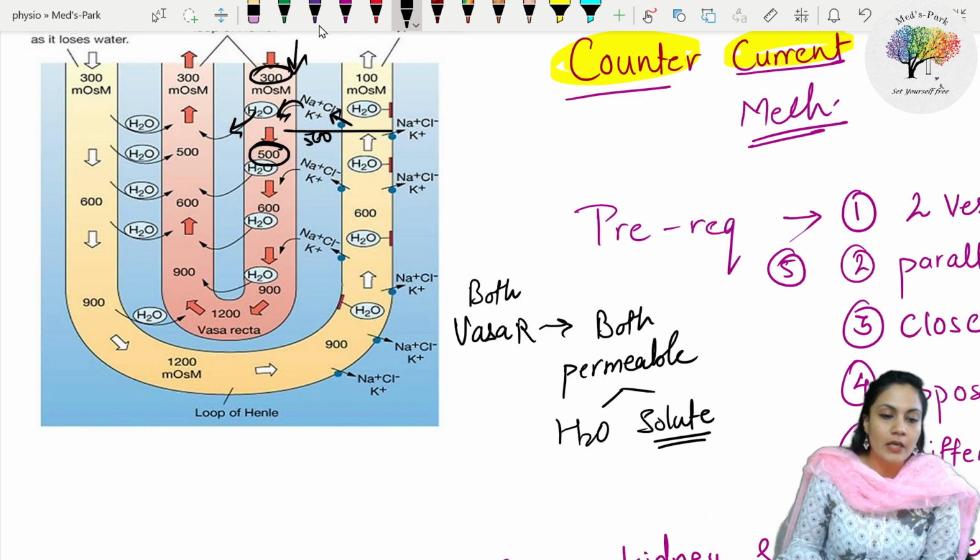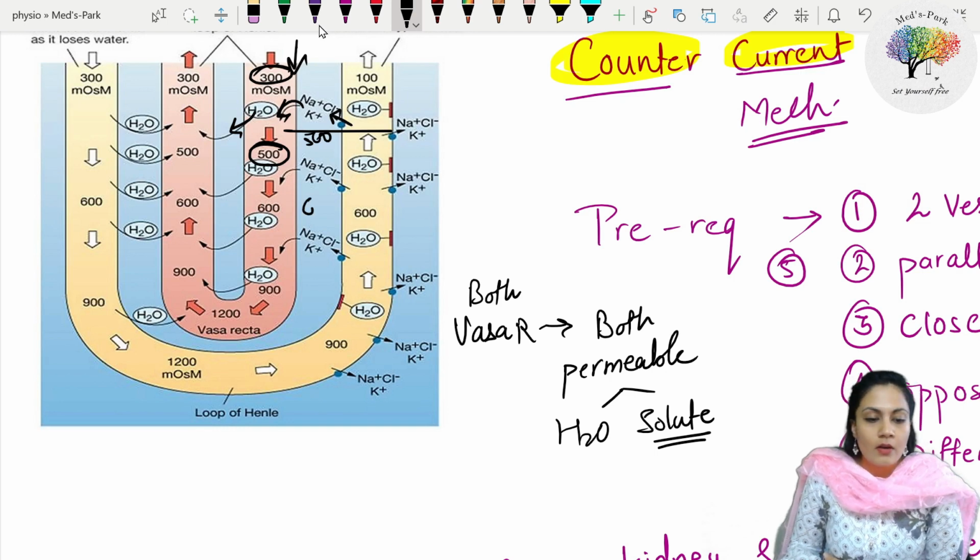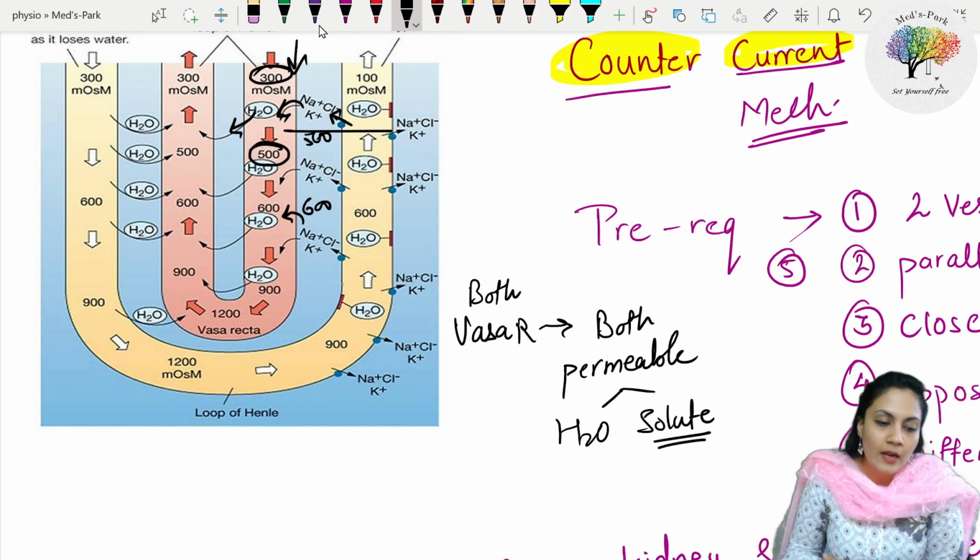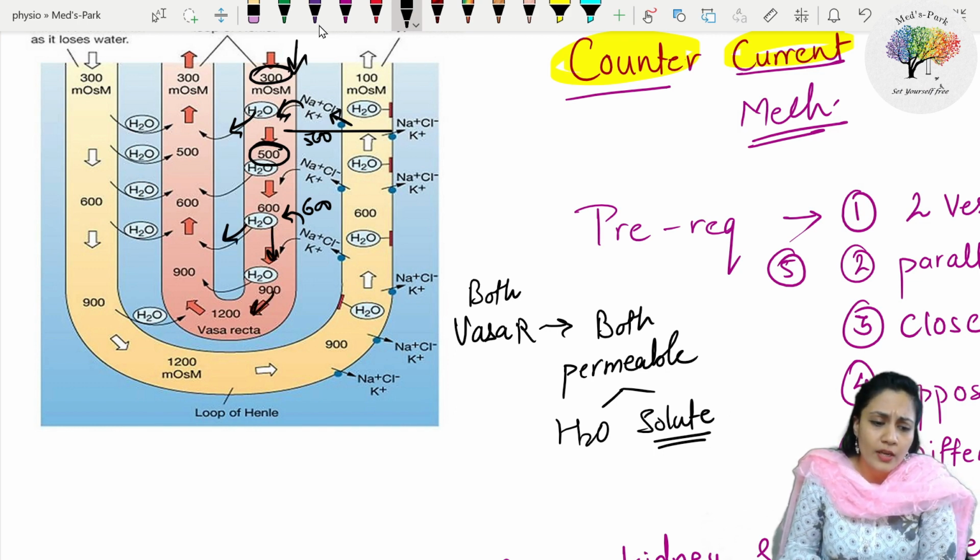unless and until it also becomes equal in the osmolarity, that is nothing but 500. But this 500 osmolarity fluid goes down, outside it becomes 600, right? So again the same thing is going to happen. Some of the solutes move in and the water moves into the medullary interstitium. Same thing happens over here also, right? Unless and until it becomes 1200 milliosmoles, right?